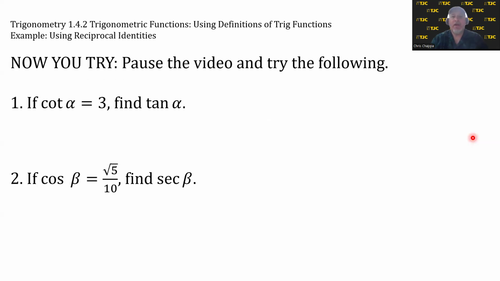Now you try. Pause the video and try the following. Number 1, if cotangent of alpha equals 3, find tangent of alpha. And number 2, if cosine of beta equals the square root of 5 over 10, find secant of beta.